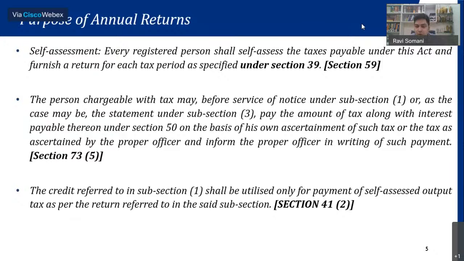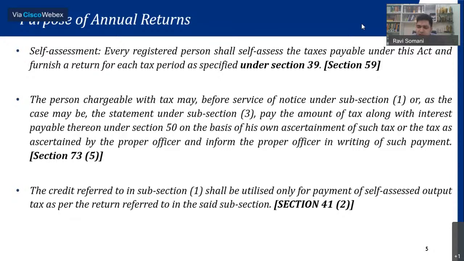Anyway, in a press release in the month of July, on July 4th or July 3rd, it has stated, not directly but indirectly, that this entire exercise of GSTR 9 you are doing under section 73, subsection 5, and not under section 59. Now, why is this important? Because they are saying that this is an exercise where, before issuance of a show cause notice, if an assessee wants to pay the tax on the basis of his own ascertainment, that is where you are doing this exercise and filing under 73(5).